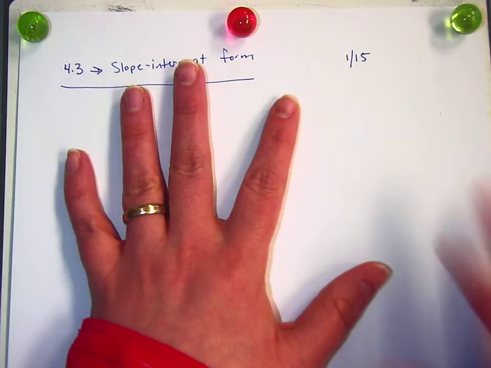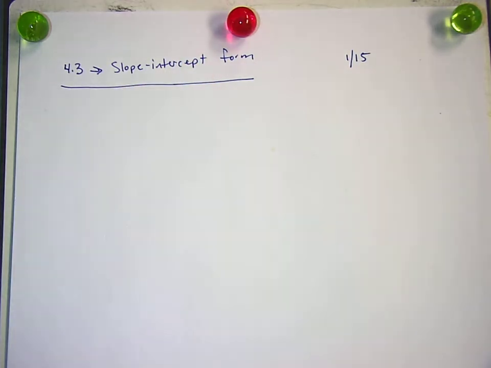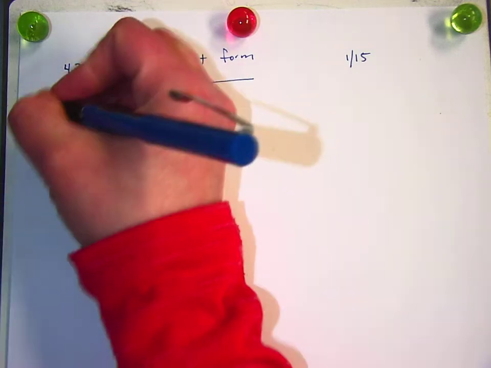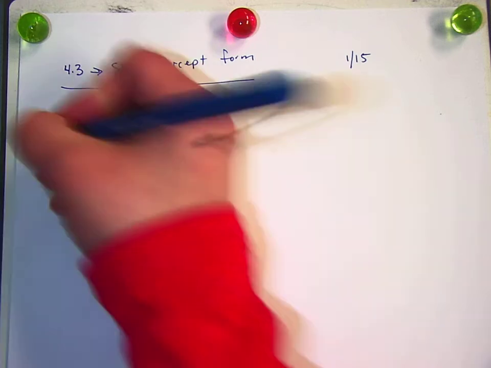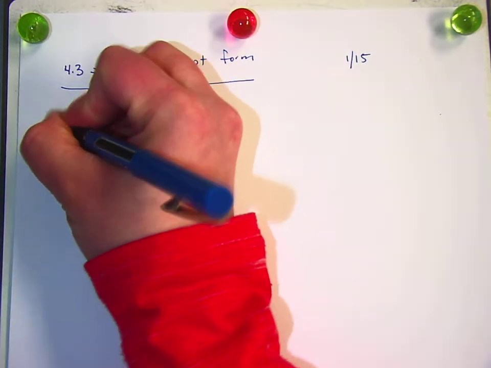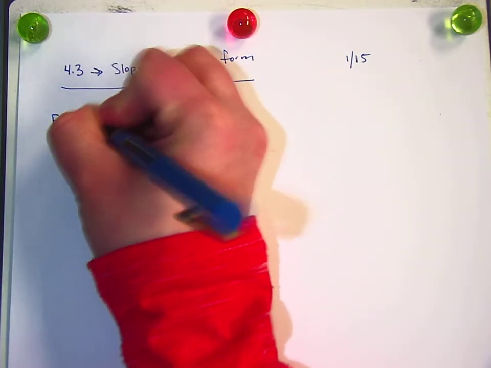Okay, so this is section 4.3 called Slope-Intercept Form. So make sure you get that down in your notes. I want you to remember that you can, at any point you want, pause the video so that you can make sure to catch up on the notes. All right, so this is the equation of a straight line.